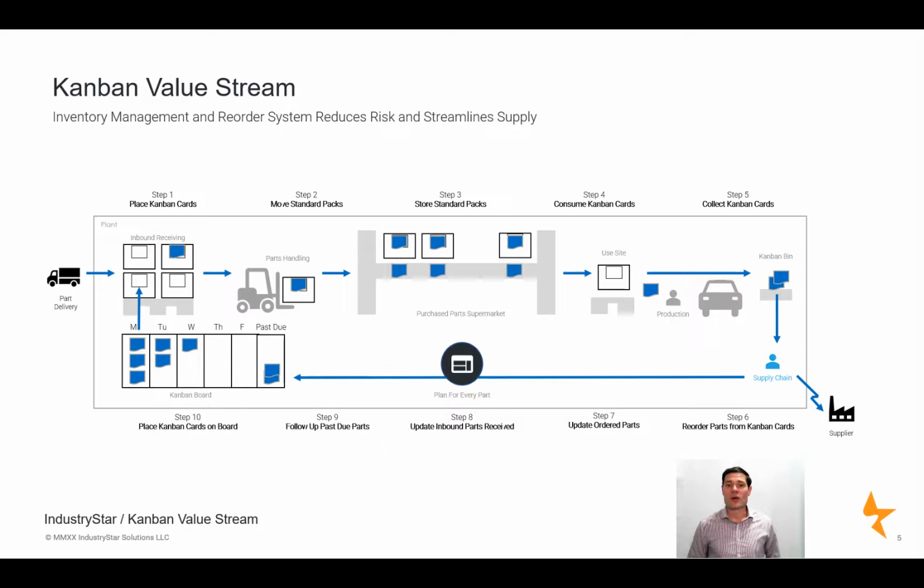Step 9. Follow up on past due parts not received by inbound receiving and place in the past due section of your Kanban board to track statuses in your plan for every part. And lastly, step 10, place Kanban cards on your board by receipt date to communicate ordered Kanban cards and delivery data to inbound receiving. We will now highlight some of the additional steps that you can add to further elevate your productivity by automating manual work.